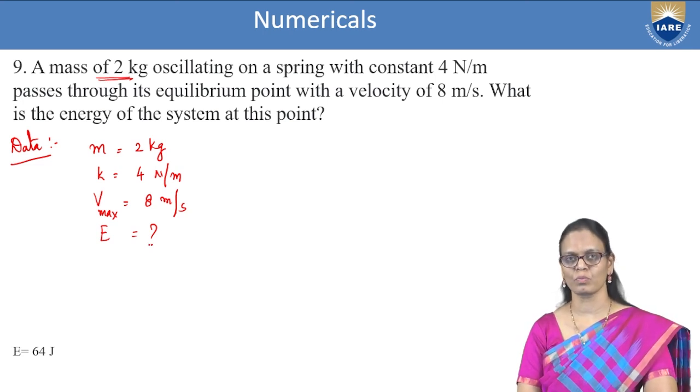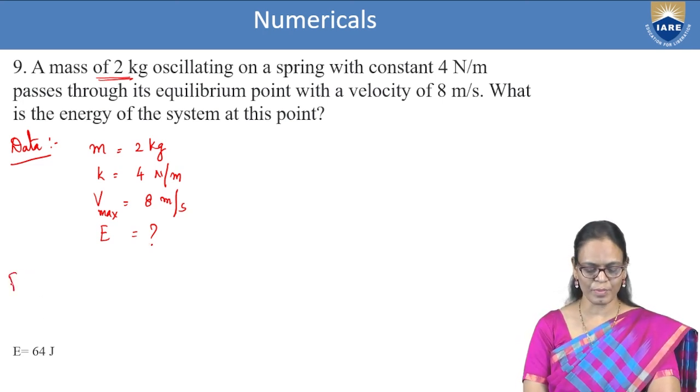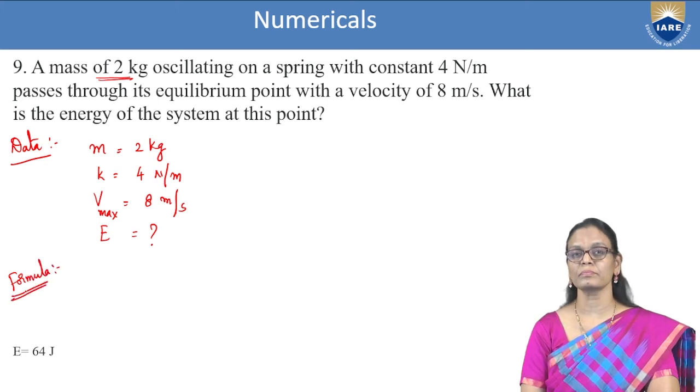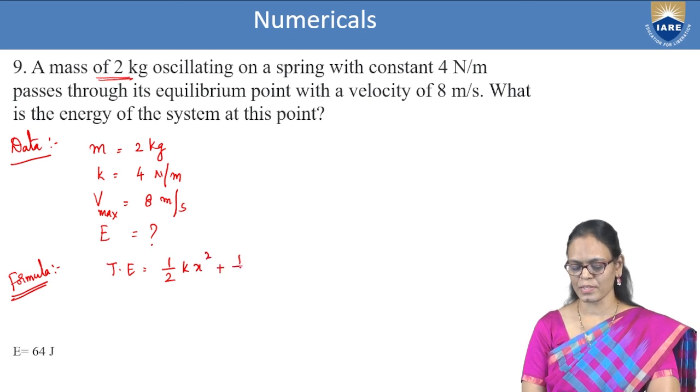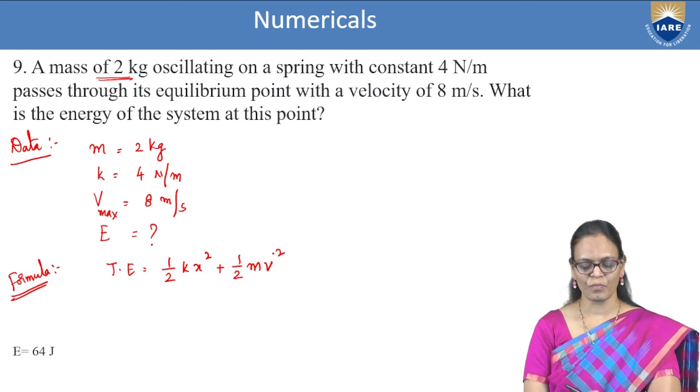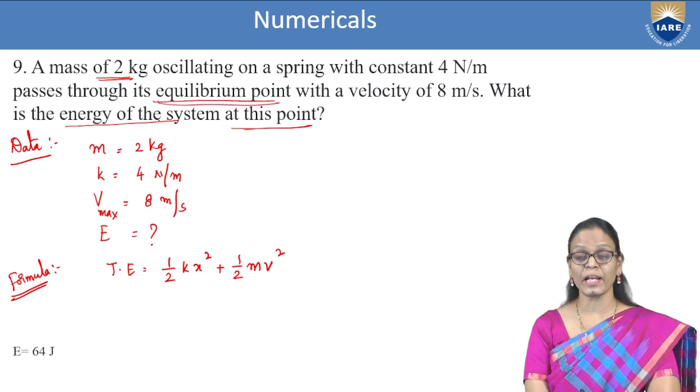Energy is equal to what? Now what is the formula for the total energy? For the total energy, we have the formula half kx square, which is the potential energy, plus half mv square, which is the kinetic energy. So we have to find the energy of the system at this point. What point? Equilibrium point. So find the energy of the system at equilibrium point.